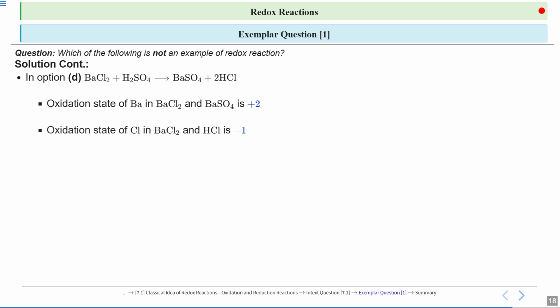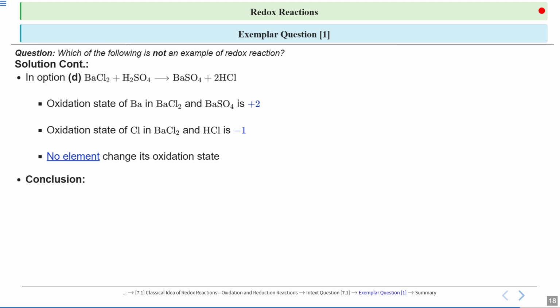If you look over the oxidation state of chlorine in BaCl2, it has an oxidation state of -1, while in HCl also it has an oxidation state of -1. That means the oxidation state of chlorine is also the same. If there is no change in the oxidation state, that means there is no redox reaction taking place. Here no element changes its oxidation state.